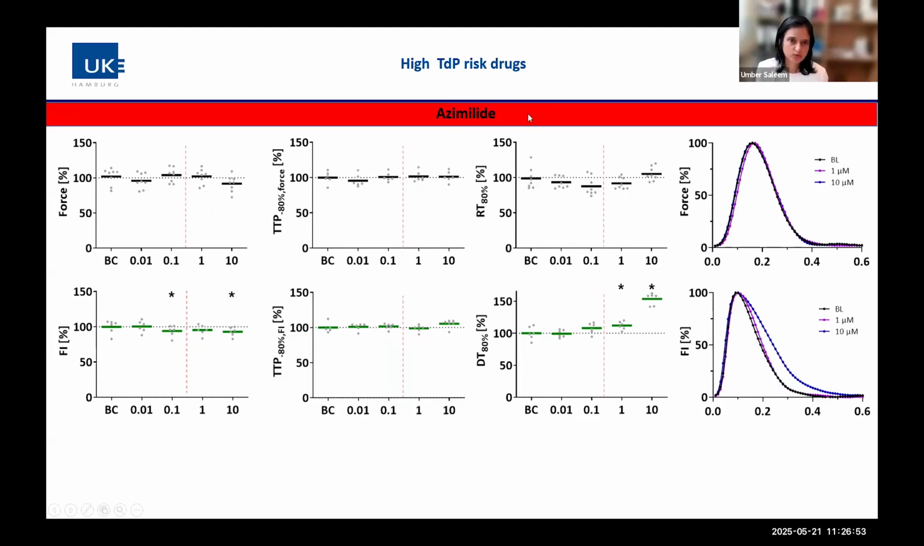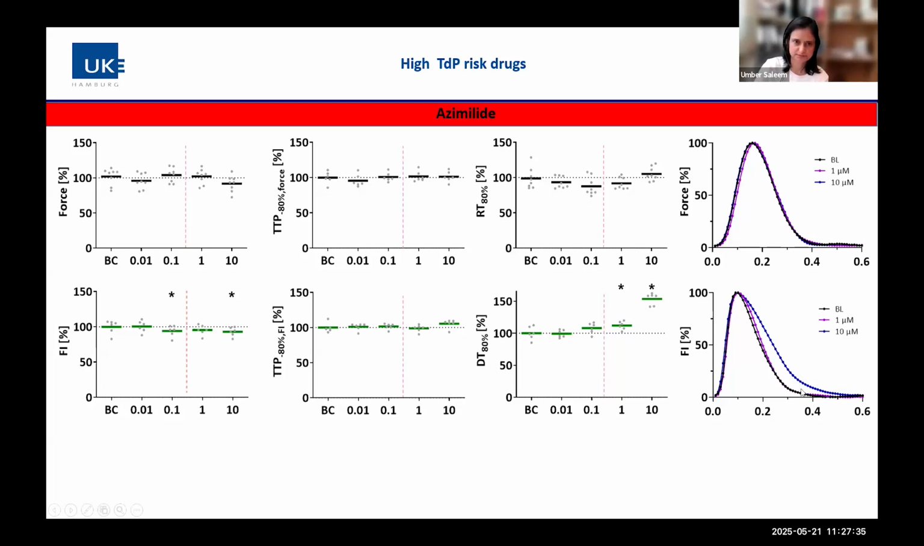The next compound is sotalol, which is a high TDP risk category, and it is a known hERG blocker. It blocks IKr and IKs, and it has shown no effect on force, no effect on TTP-80 for force, and no effect on relaxation time, which is also depicted in the form of average peak, and it has shown a decrease in fluorescence intensity and no effect on time to peak for fluorescence intensity, but it showed a large increase in decay time, which is also shown in the form of average peak at the highest concentration in the form of prolongation of fluorescence intensity.